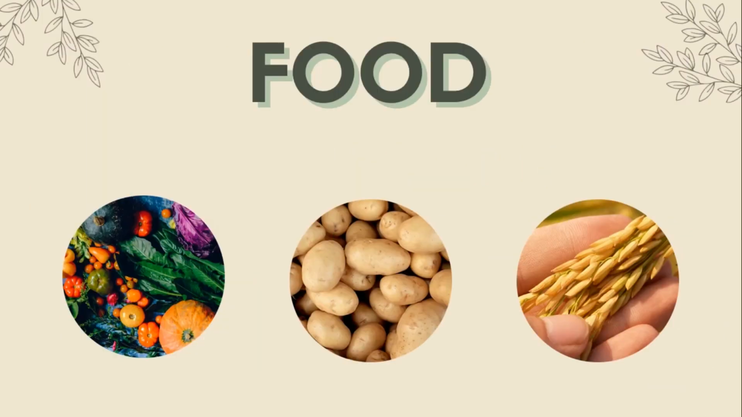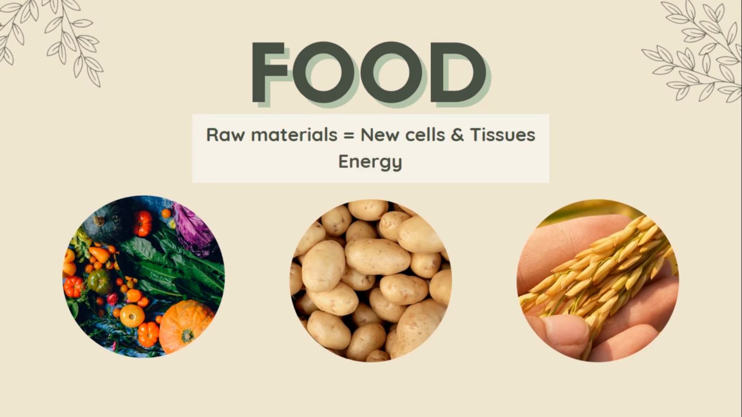Okay, now, as you can see, there are several pictures of food on your screen. And we know that as living things, we need food to survive. Well, food is the source of raw materials that can be used to make new cells and tissues for our growth. Also, food is a source of energy. Animals and humans take in their food and digest it. And then the digested food will be turned into energy or used to make tissues and cells.